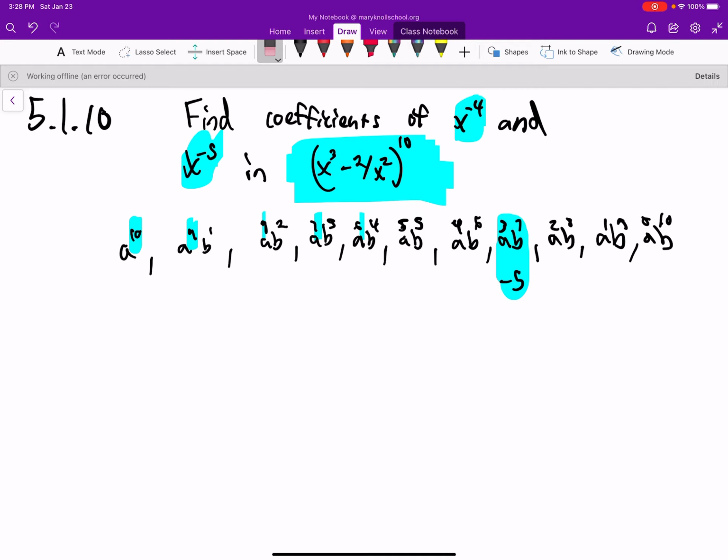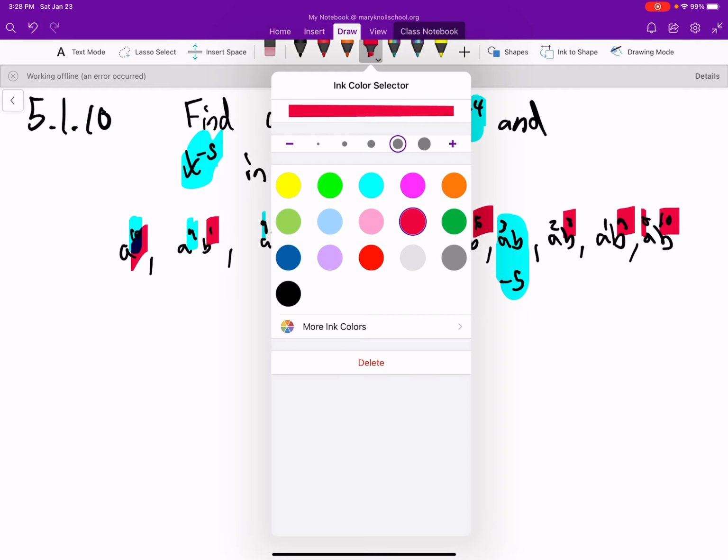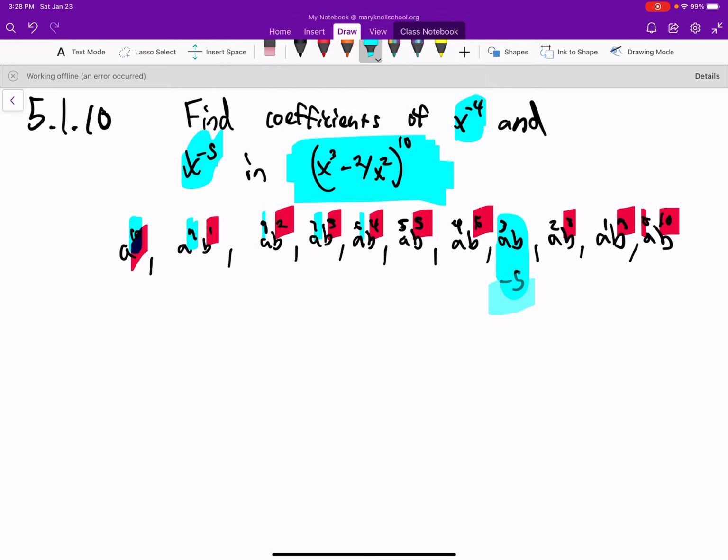So instead we have, for the a, 10, 9, 8, 7, 6, 5, 4, 3, 2, 1, 0, with the 0 being there, and then the b's go 10, 9, 8, 7, 6, 5, 4, 3, 2, 1, and 0. Okay, so I figured out that this one right here is going to be the one that gives us what we want, because this is the a value and this is the b value. So let's try it out.